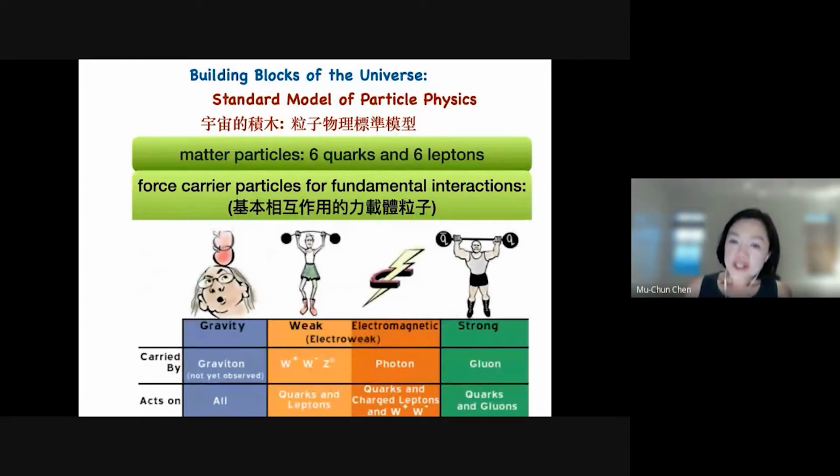All right, so in addition to these 6 quarks and 6 leptons, we also have the force carriers that mediate, that transmit the 4 fundamental forces, right? So we've seen the 4 fundamental forces: gravity, the weak force, the electromagnetic force, and the strong force, where their corresponding force carriers are the so-called graviton, which has not been observed yet. But for the weak, electromagnetic and strong force, their force carriers have been discovered.